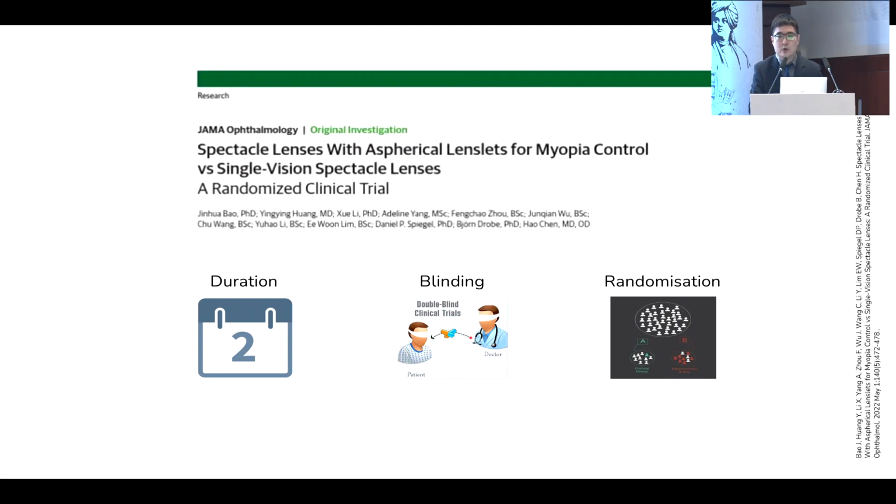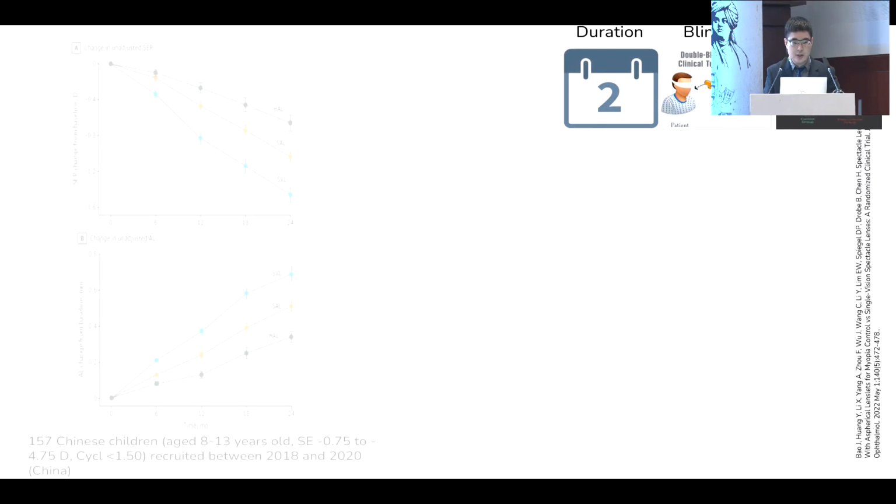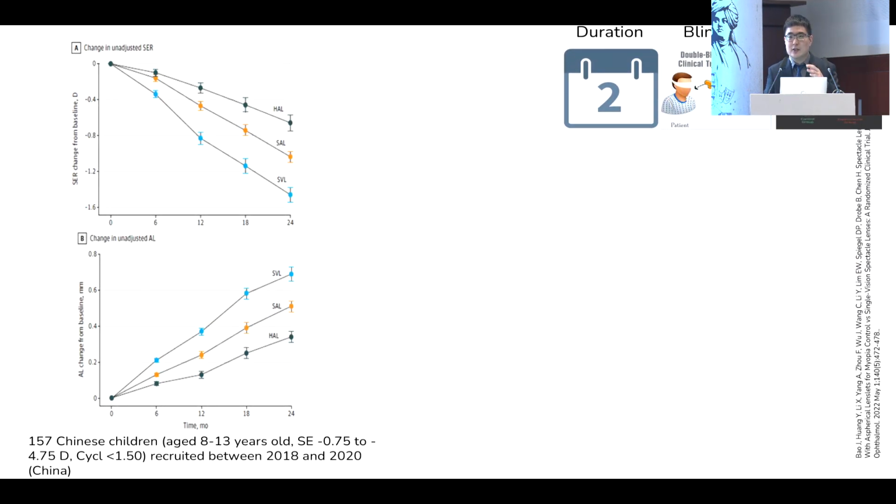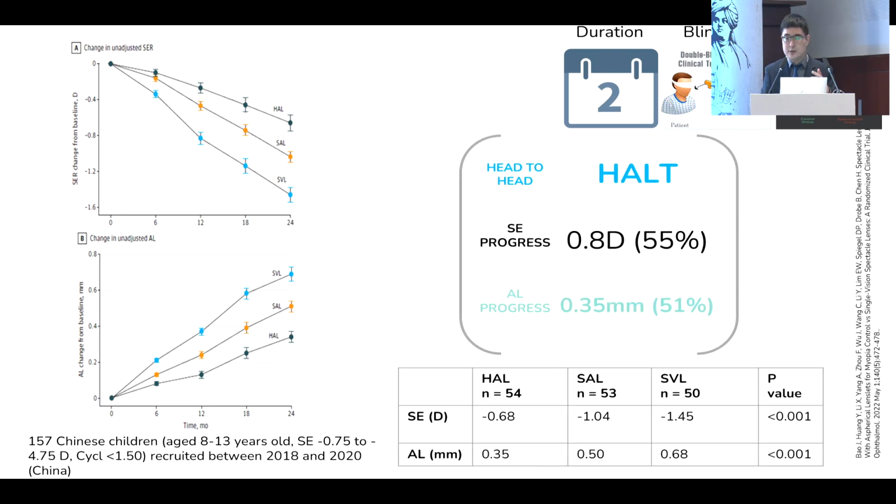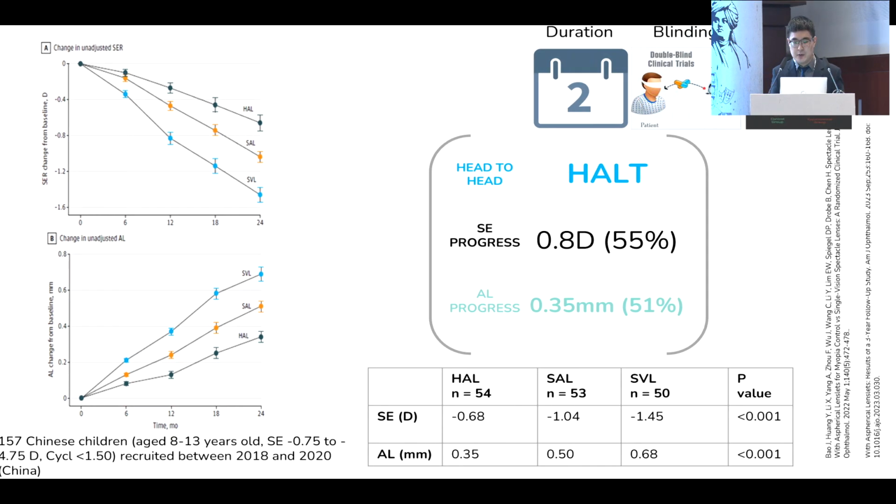So again, a 2-year double-blinded randomized control study came out to justify the use of the HALT technology. And over here, what we find is that they actually had 3 modalities. One is the single vision, then the slightly aspheric, and then the highly aspheric, which is the eventual technology that they used. It can be shown that the highly aspheric actually had the best response for both the spherical equivalent as well as the axial length. That's why in terms of head-to-head, they eventually adopted the HALT technology. Overall, there's a slowing of the spherical progression by 0.8 diopters as well as the axial length by 0.35 mm, which is about 50% overall.